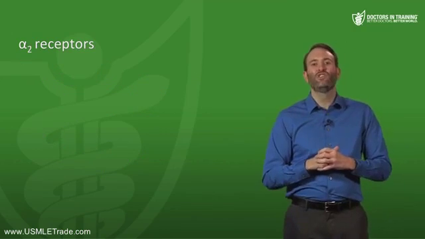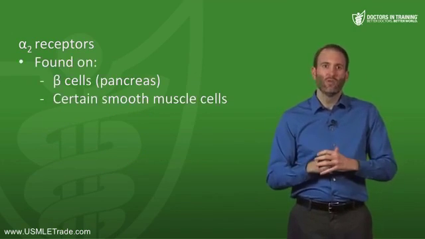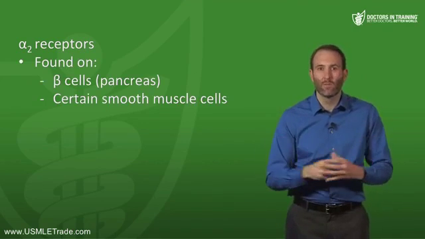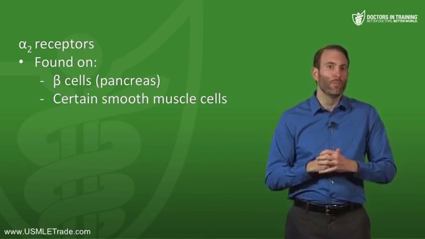Next, let's talk about the alpha 2 receptors. Those are a bit different. You only find alpha 2 receptors on just a few organs, things like the beta cells of the pancreas and on certain smooth muscle cells.